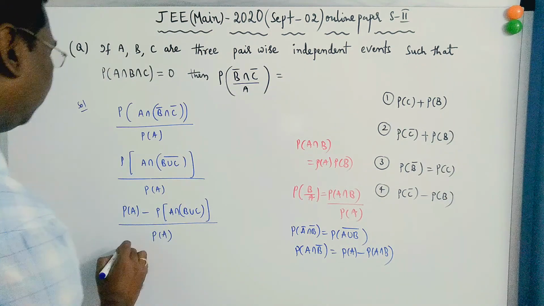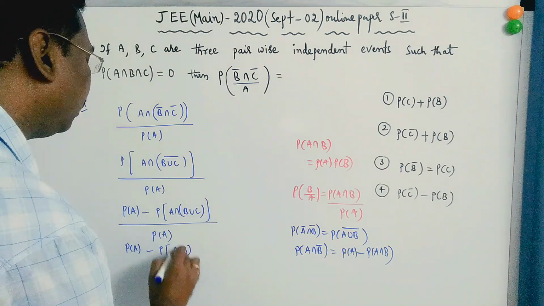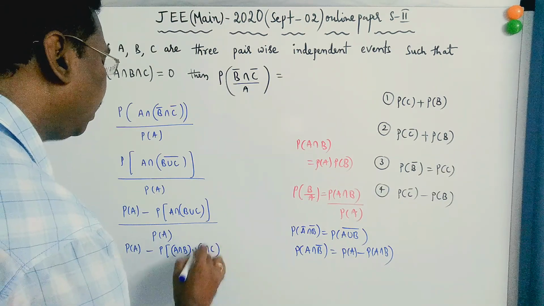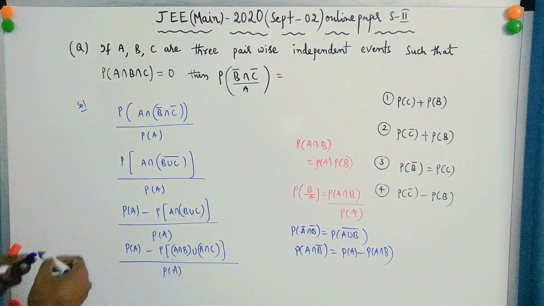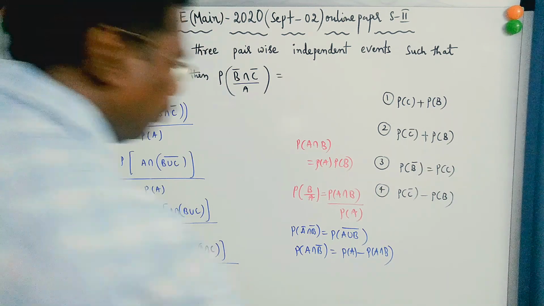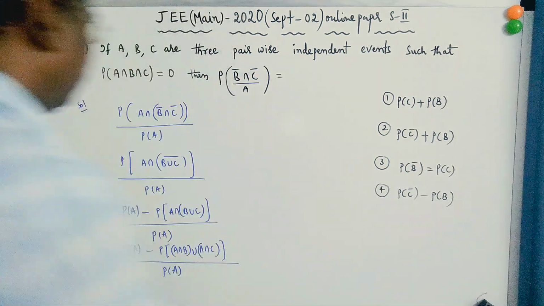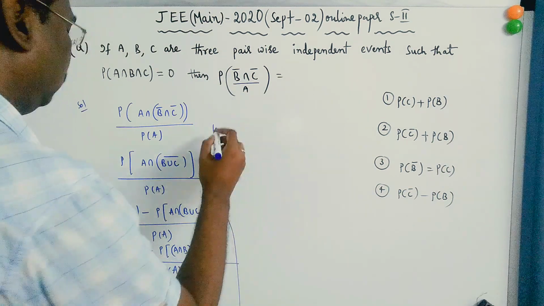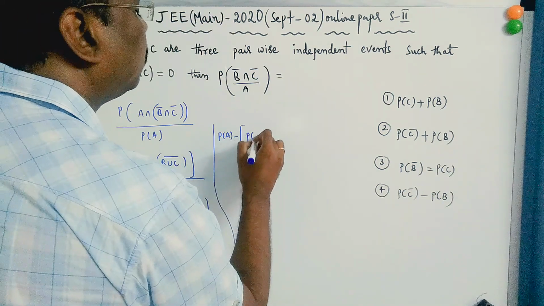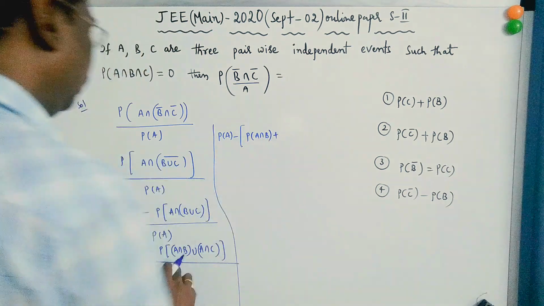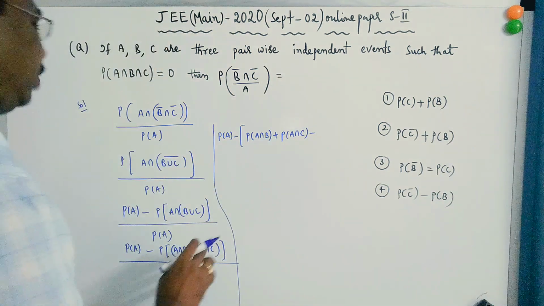Now P of A intersection B means P of A minus P of A intersection B union A intersection C by P of A. Now according to the addition theorem, P of A union B is equal to P of A plus P of B minus P of A intersection B. Now P of A minus P of A intersection B plus P of A intersection C minus P of A intersection B intersection C.